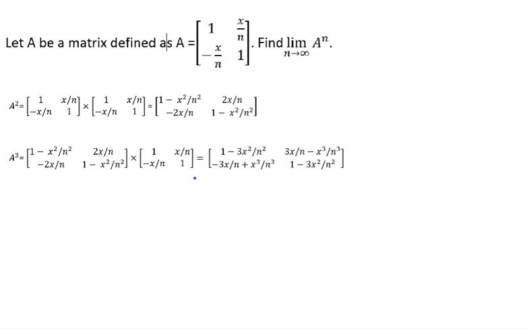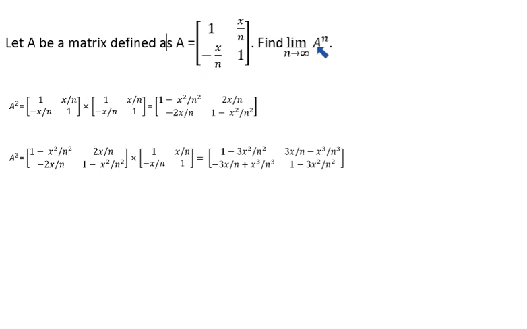Okay, students, we are taking a problem today that is quite a challenging one, and this question involves both the concept of matrix and limit. So the question goes like this: let A be a matrix defined as capital A equal to [1, x/n; -x/n, 1]. We need to find the limit as n tends to infinity of A to the power n.